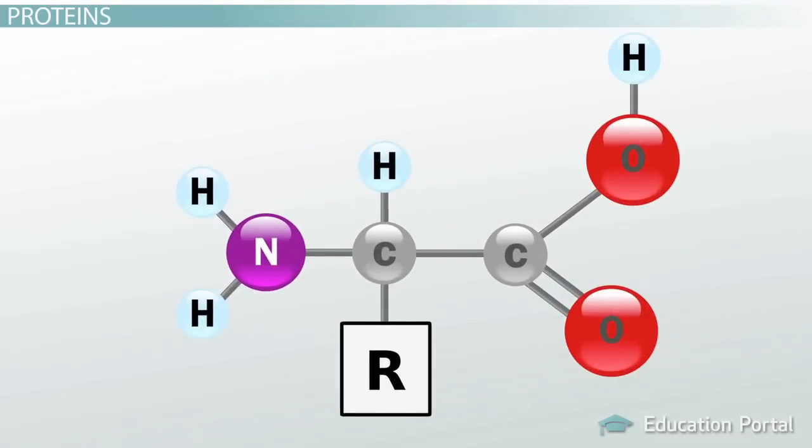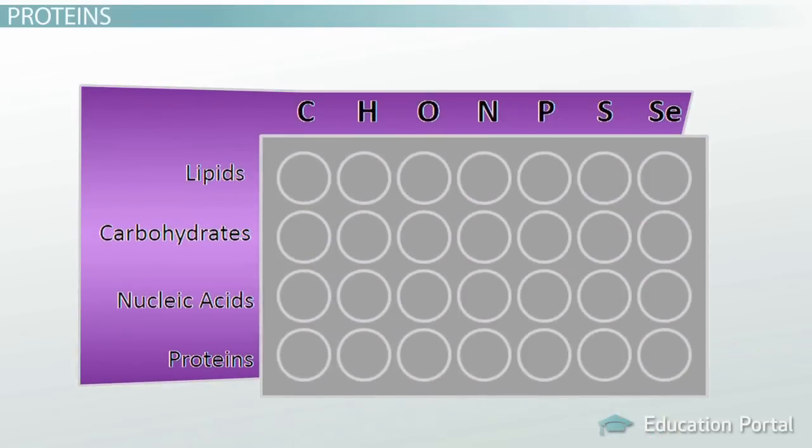Every amino acid has the basic structure shown here, consisting of carbon, hydrogen, oxygen, and nitrogen. This could be called the backbone of the amino acid. Let's add this information to our table. For the protein row, we will add carbon, hydrogen, oxygen, and nitrogen.